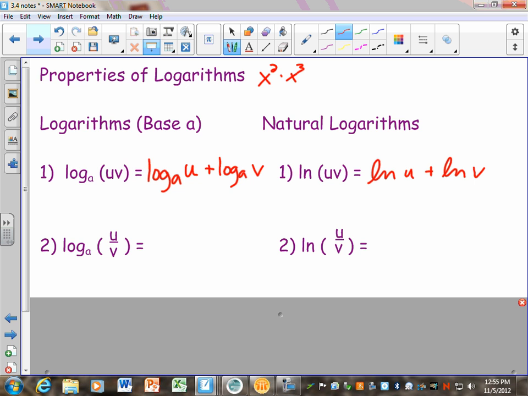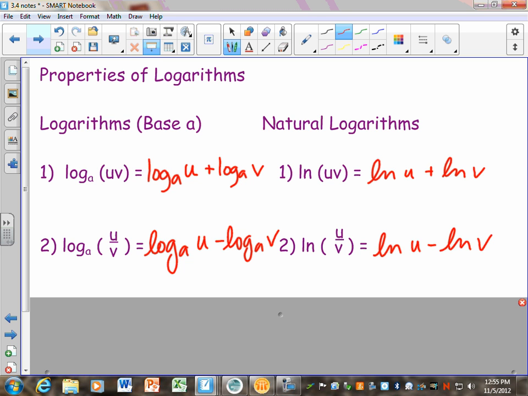So we also have a property for division. When you divide with exponents, what do you do? You subtract them. And so when you have a logarithm that's division, you can break it up as subtraction. And it comes from the fact that when you divide exponents of the same base, you subtract them. And so log base a of u over v, we can rewrite that as log base a of u minus log base a of v. So multiplication goes to addition, division goes to subtraction. I could write this as ln of u minus ln of v.